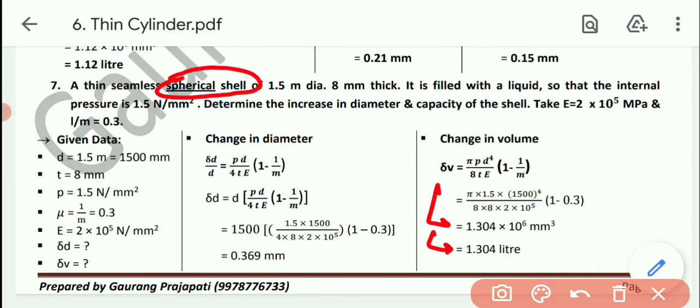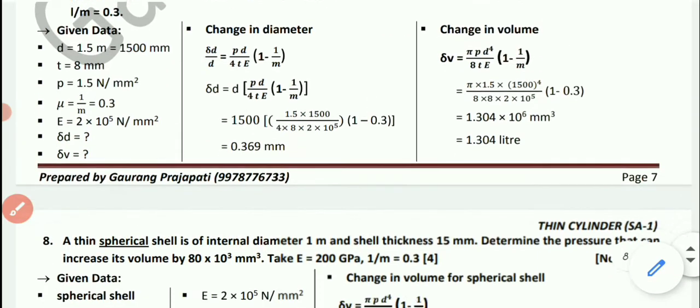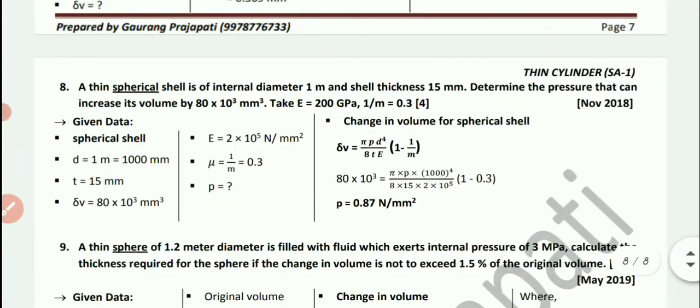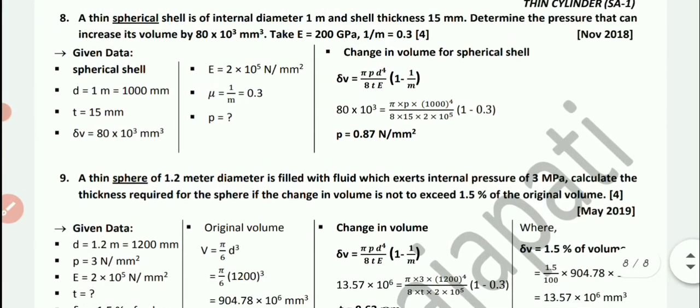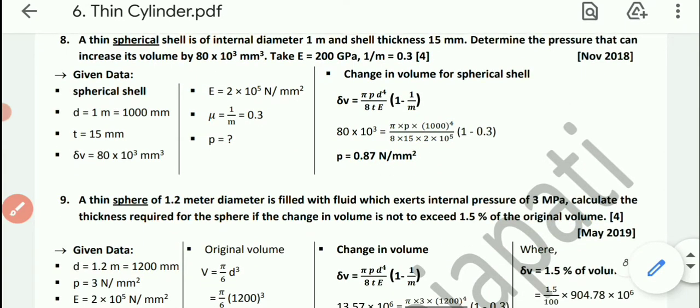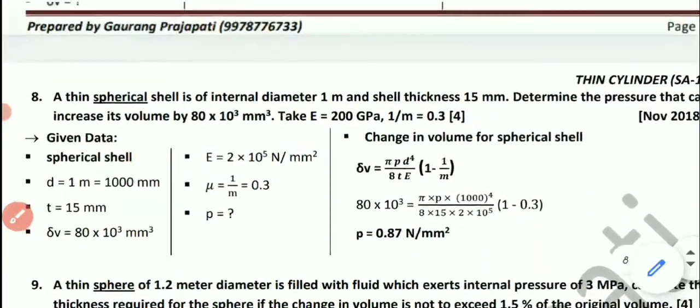Okay, so this is the case of spherical cells. See, whenever a spherical cell example is asked, you need to apply this change formula, means change of volume, or we can say change in diameter. It is different than the previous one, that is of thin cylinder. Okay, now see, this is an example which has been asked in the exam. So let's solve these examples now. Example number 8. Just a minute.